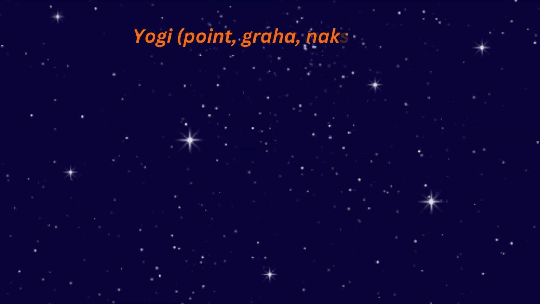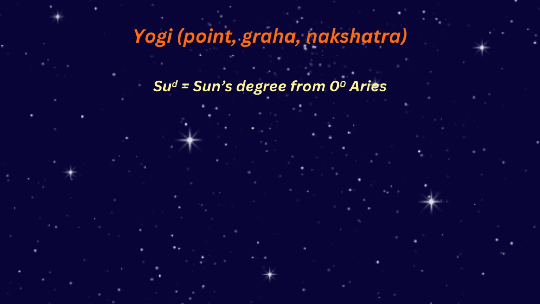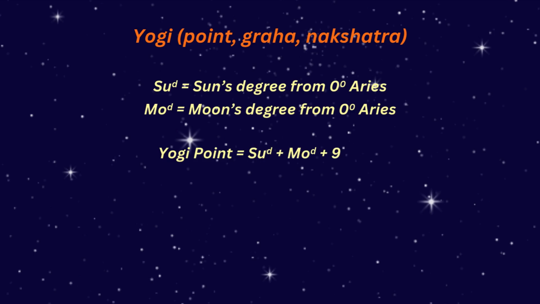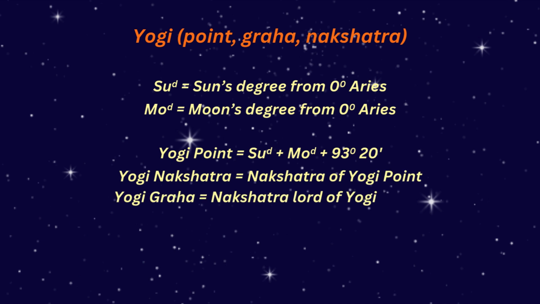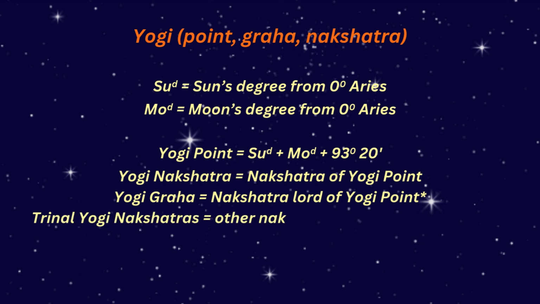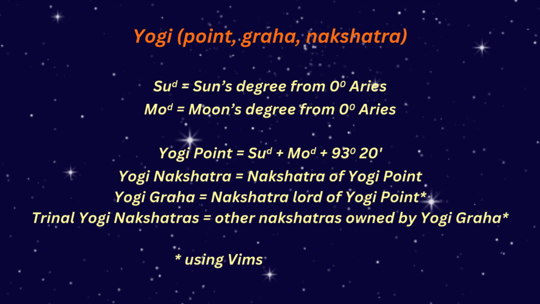Let's begin with the yogi triad, the yogi point, the yogi graha, and the yogi nakshatras. To calculate the yogi point, you take the sun's longitude, the moon's longitude, and then add a constant of 93 degrees and 20 minutes. This sum gives you the yogi point. Now, these longitudes are measured from 0 degrees Aries, the starting point of the zodiac in Vedic astrology. You can think of the constant as 3 signs and 1 pada.